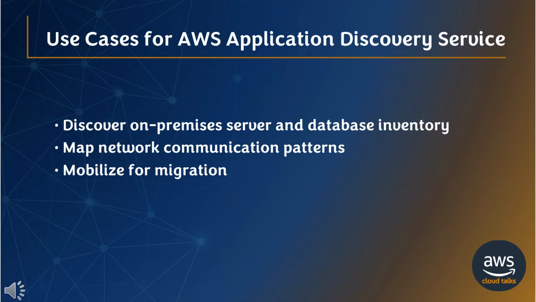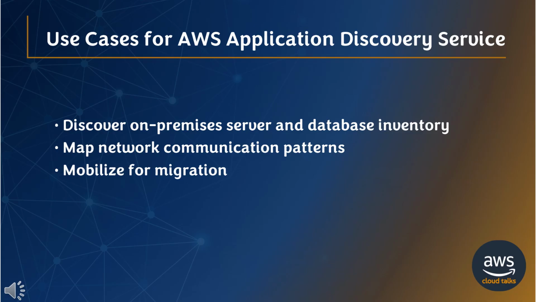Now let's talk about the use cases for AWS Application Discovery Service. AWS Application Discovery Service helps enterprise customers plan migration projects by gathering information about their on-premises data centers. It collects and presents configuration, uses, and behavior data from your servers to help you better understand your workloads.